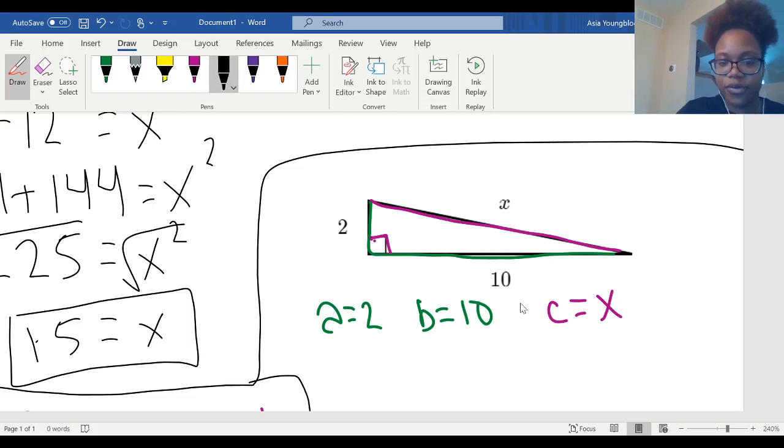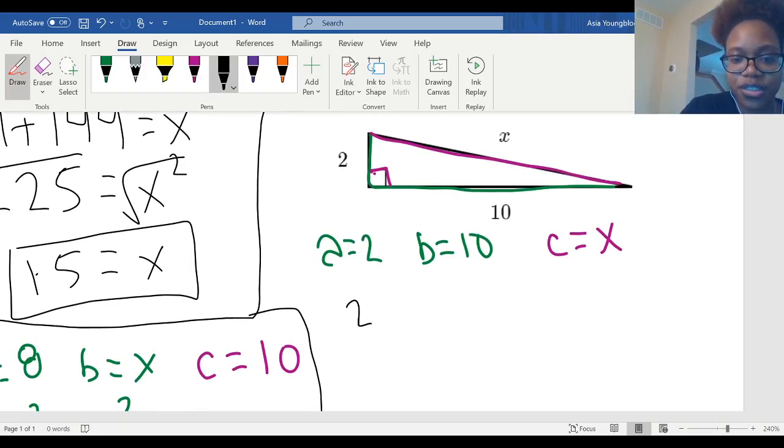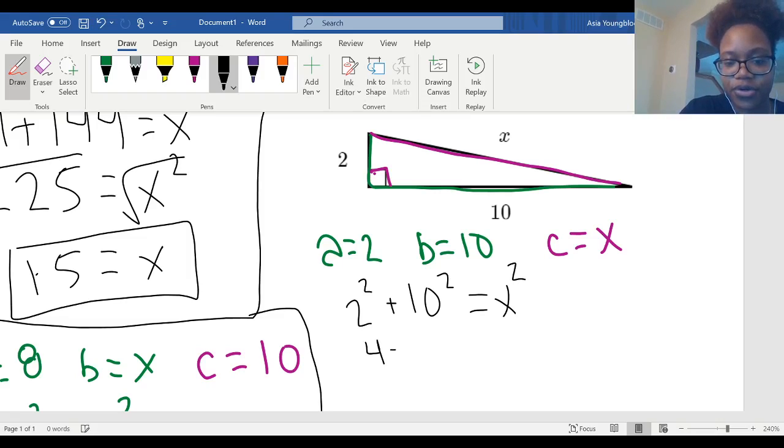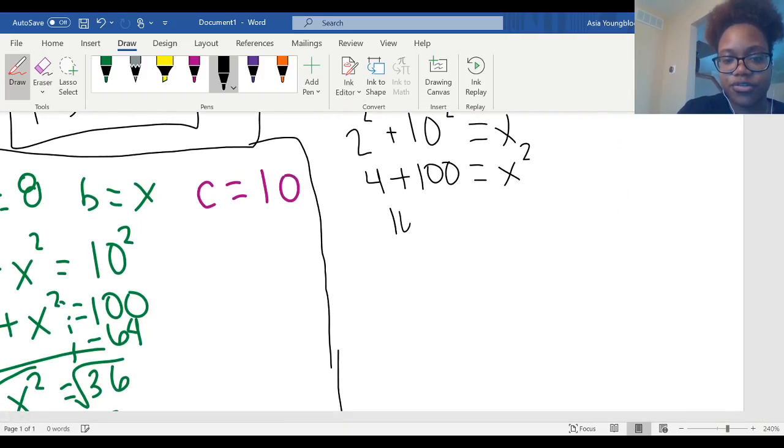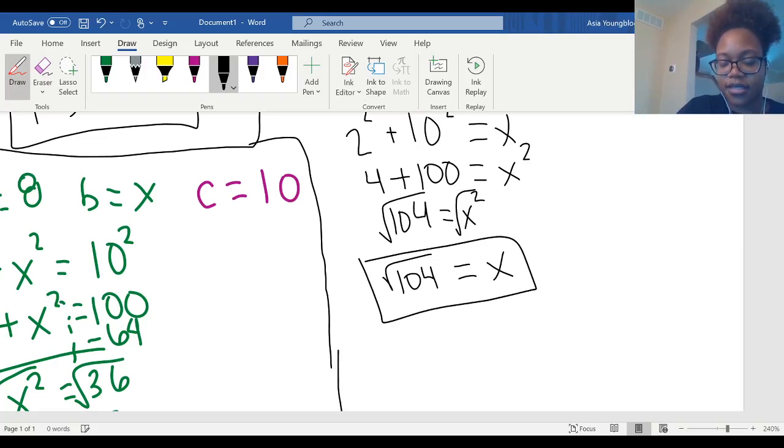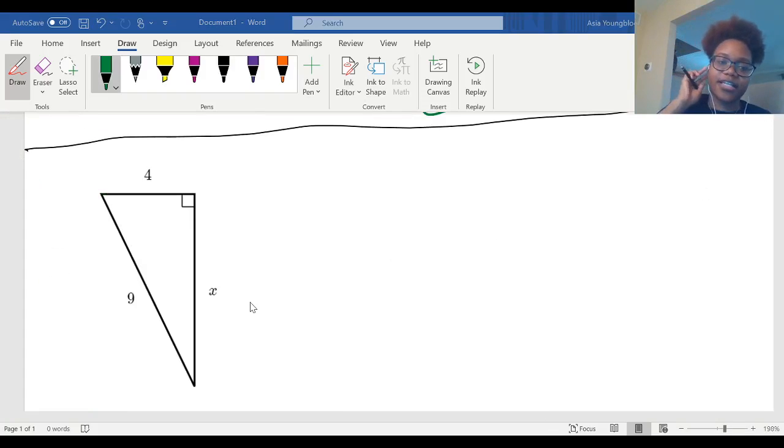Now let's plug them into the formula. 2 squared plus 10 squared equals x squared. That's 4 plus 100 equals x squared. So that is 104 equals x squared. Then we're going to take the square root. So our final answer should be the square root of 104 would be the length of our missing side for that problem.